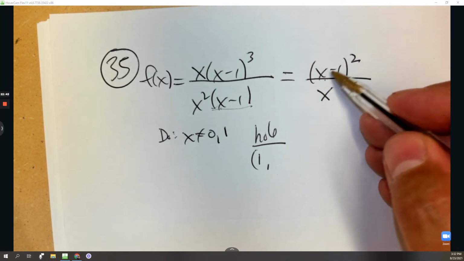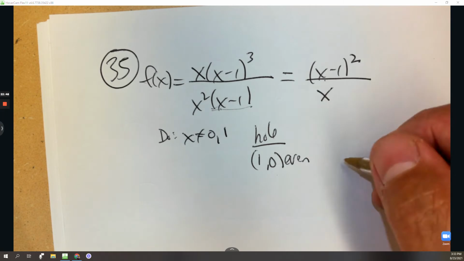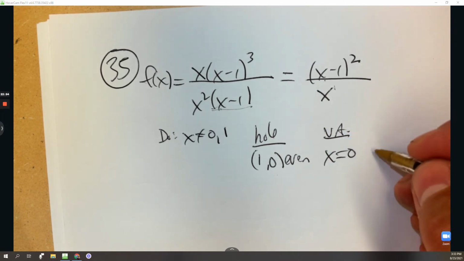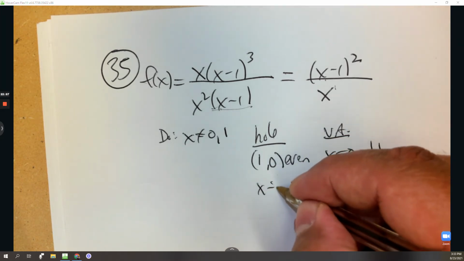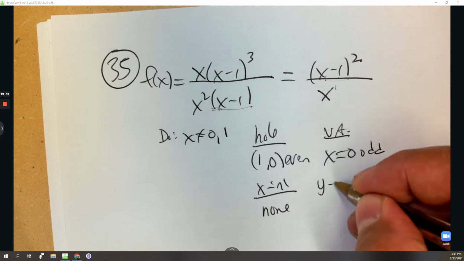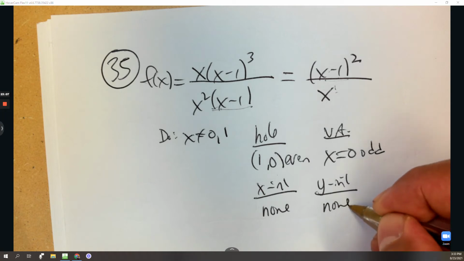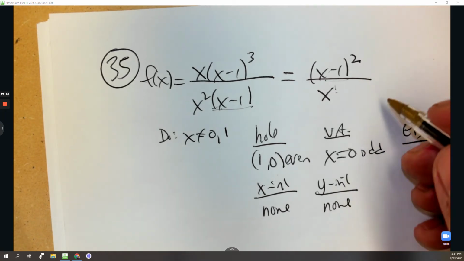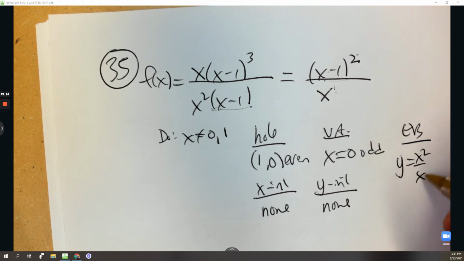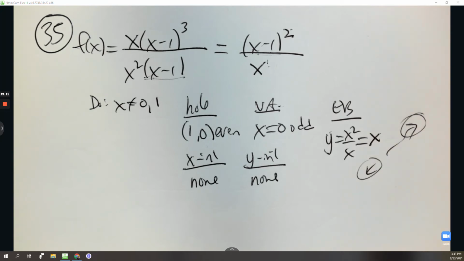If I plug in +1, I get the answer 0, and it has an even exponent, so it's even. The vertical asymptote is 0. It has an odd exponent, so it's odd. X-intercept, so +1 ended up being a hole, so there's no x-intercept. The y-intercept, if I plug in 0 for x, it's undefined, so there's no y-intercept. And the end behavior. So if I go power over power, that's x squared over x, or x. So it's going to have end behavior up to the right and down to the left.